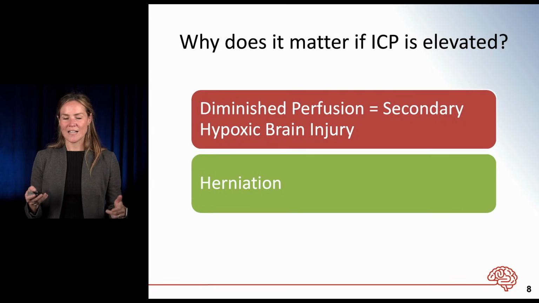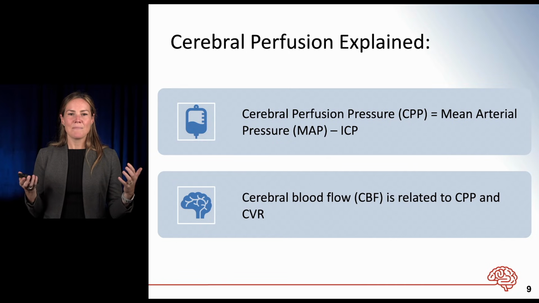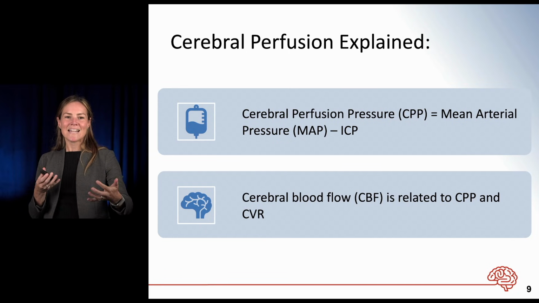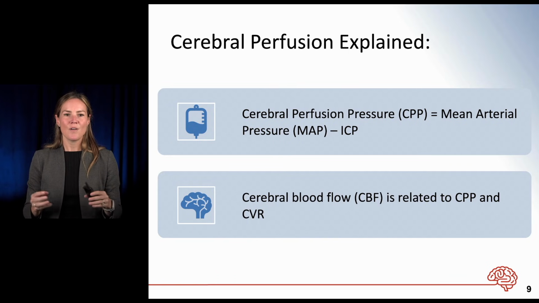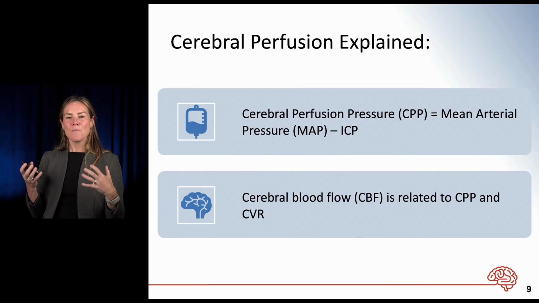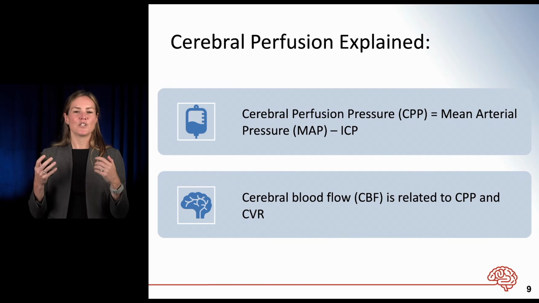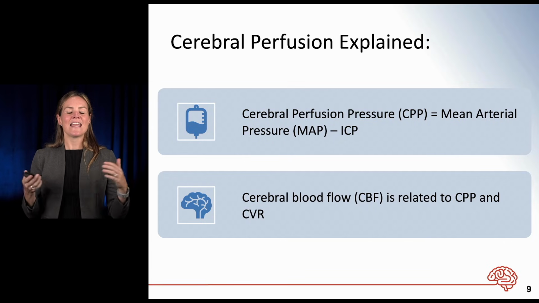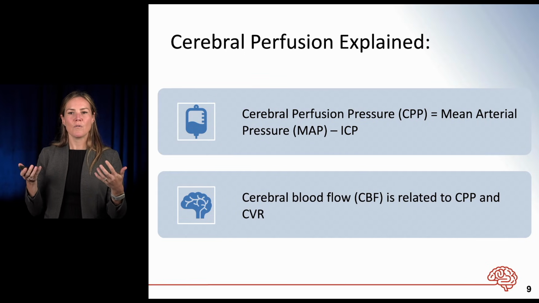If that sounds confusing, let's unpack that first. Cerebral perfusion is dependent on the mean arterial pressure of the body, the systemic pressure, minus the pressure that is resisting blood flow into the brain, which is the intracranial pressure, or the ICP. So how much pressure the arteries feel to perfuse the brain is determined by the mean arterial pressure minus the ICP. You can imagine that if the ICP rises, the cerebral perfusion pressure will fall.